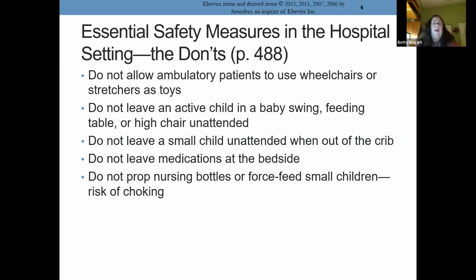Another thing, and it's hard, sometimes you want to prop a bottle, especially children at home, if you have twins. It shouldn't be done because they can try to swallow and it could be dripping in the back of the throat and it could cause them to choke. And they're going to choke and vomit and aspirate, and that is more problems. And you should never try to force feed a kid. When they don't want to eat, you just stop.